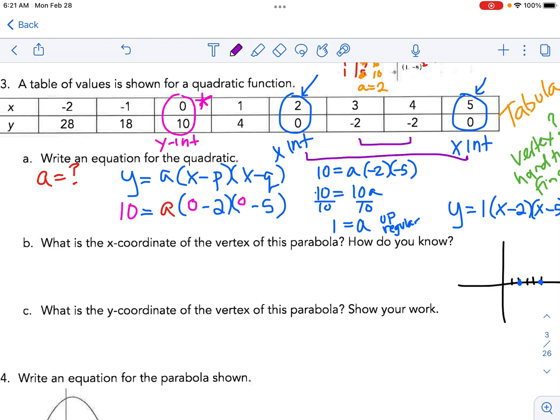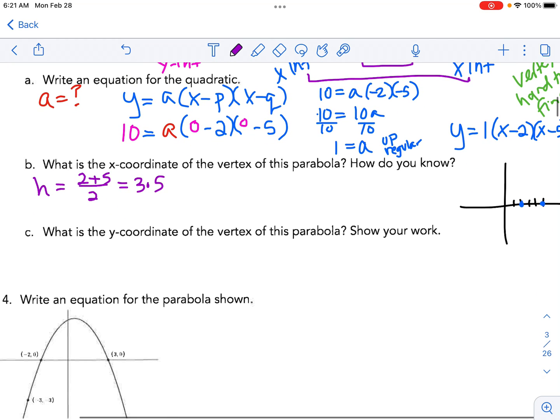So that's the x-coordinate of the vertex. That's the h. So h is the average of those two. So 2 plus 5 over 2. So 2 plus 5 is 7, divided by 2 is 3.5. So that's the x-coordinate of the vertex. We could have done it with 3 and 4 as well, right? 3 plus 4 is 7, divided by 2 is still 3.5.